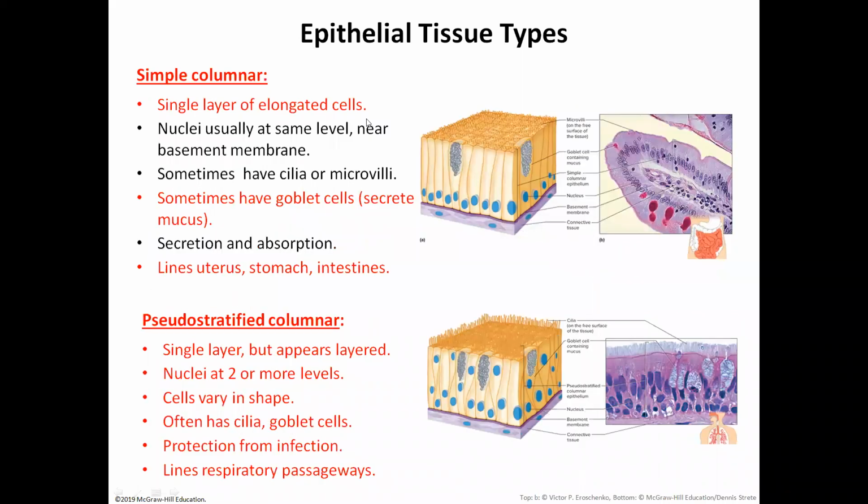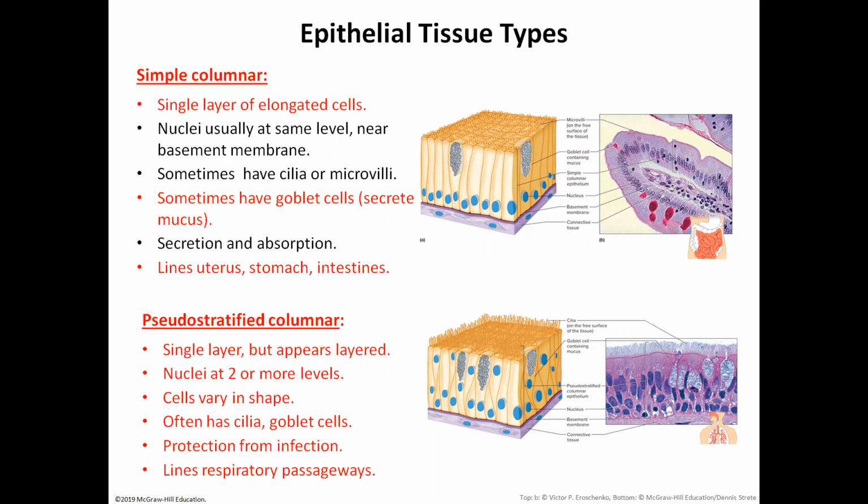Next, we have the simple columnar. So this is going to be a single layer. And again, you can see that these are very tall, narrow cells, so they're column shaped. When you look at their free surface, on the top, you're going to see that it kind of looks like they have little hairs. They may have hair, which is the cilia, or they may have something called microvilli, depending on their location.